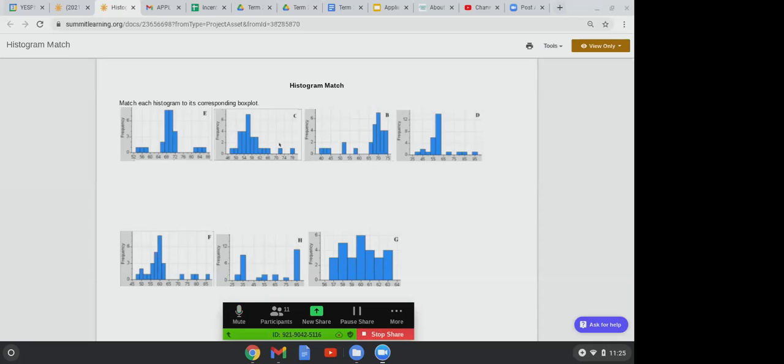Okay? And that is what is expected of you in this. This is to get you to think critically, pay attention, analyze what you see. And then look at the box plot that is graphing that same information.